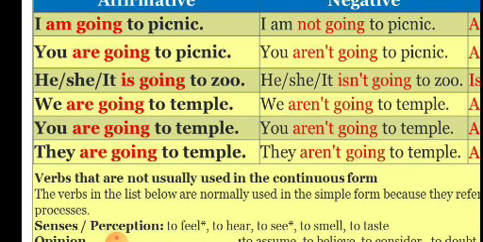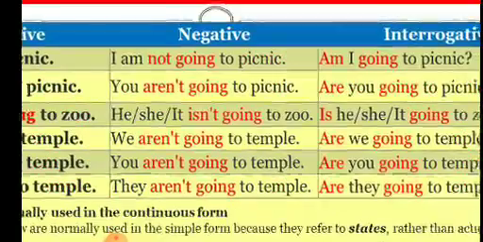I am going to picnic. You are going to picnic. He or she or it is going to zoo. We are going to temple. You are going to temple. They are going to temple.